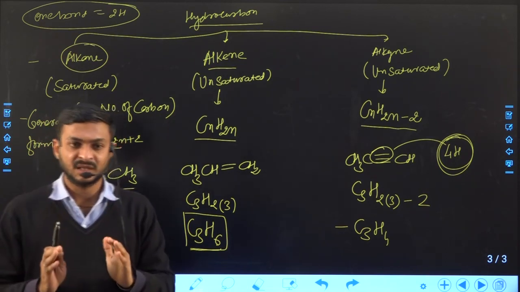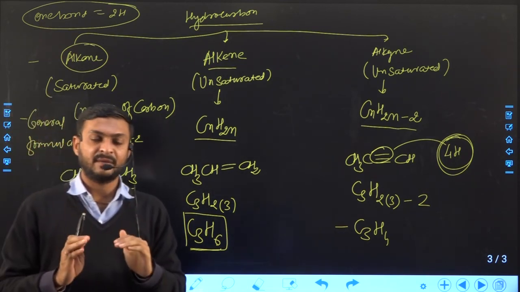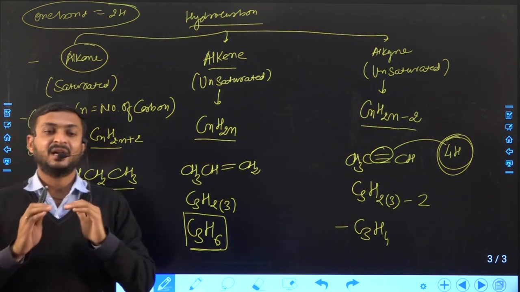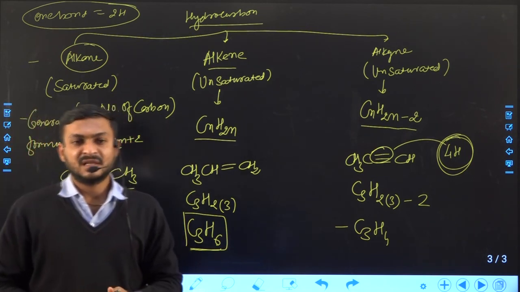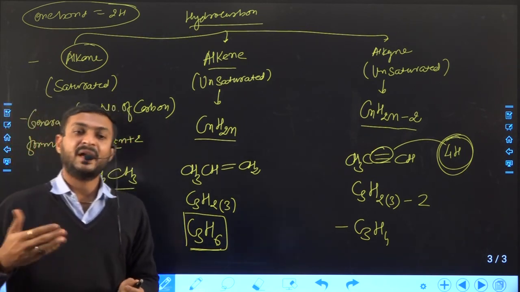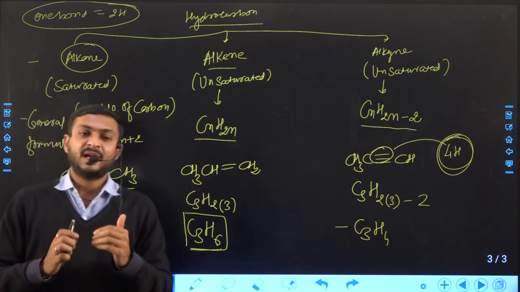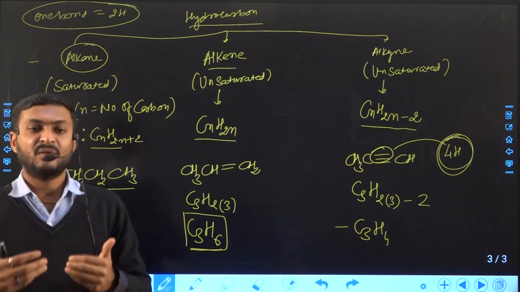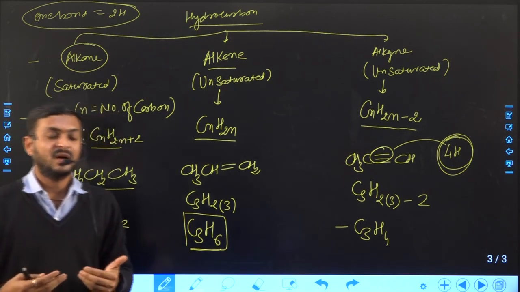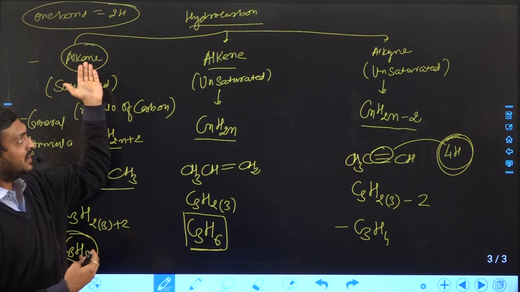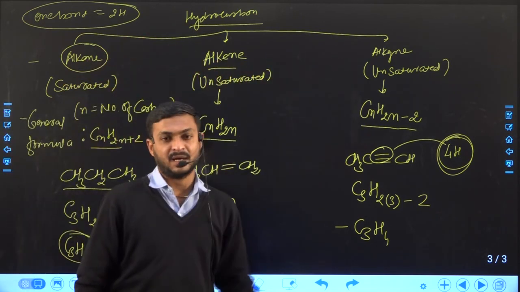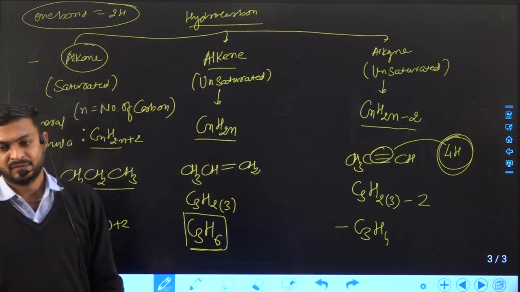Okay, so with this we conclude this lecture, and in the next lecture we will discuss the cyclic compounds and the remaining classification. But till now, try to solve different types of molecules, and see whether you are able to find or differentiate between alkane, alkene and alkyne, right? Okay, धन्यवाद.